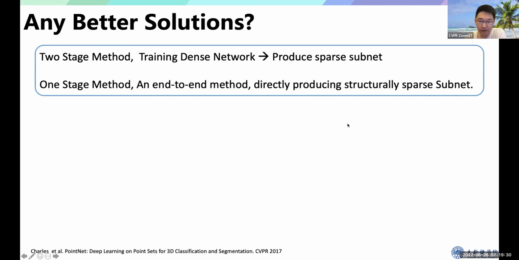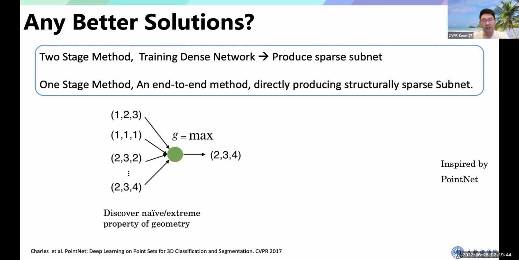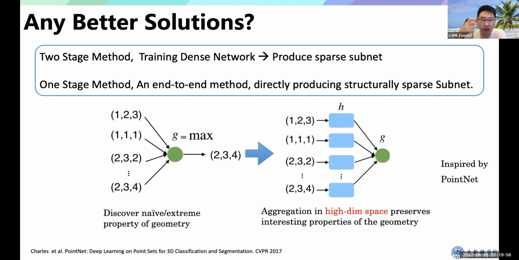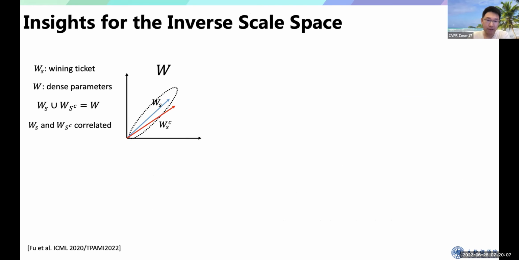Basically, compared with the two-stage method, our key insight is to lift the model parameter space by using inverse scale space. This is actually motivated by PointNet. Here, PointNet is a method to analyze point data, and it aggregates in high dimension space, preserving interesting properties of the geometry. So it is also using the idea of lifting the 3D points to a higher space and then doing the max pooling, right?